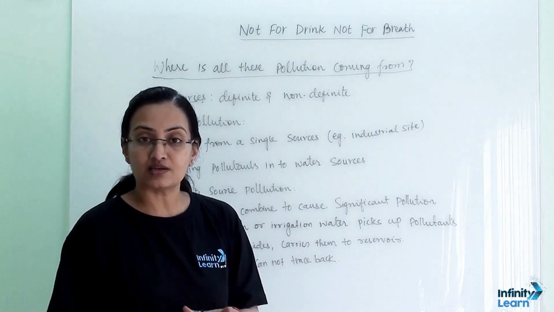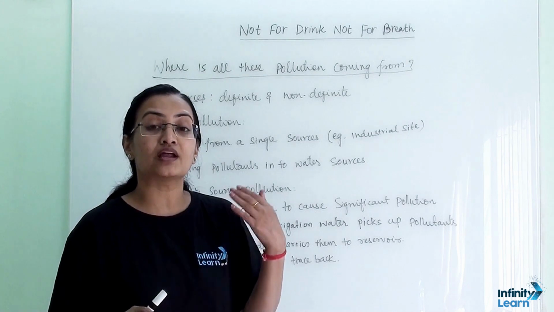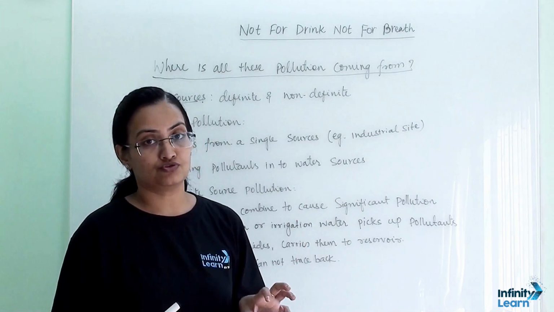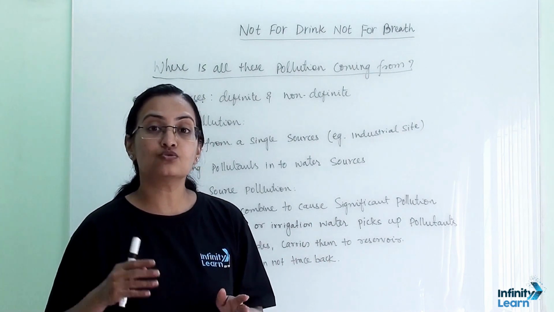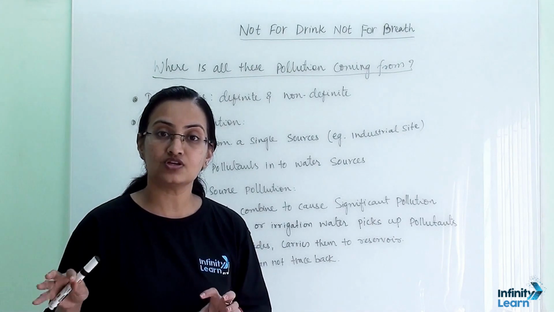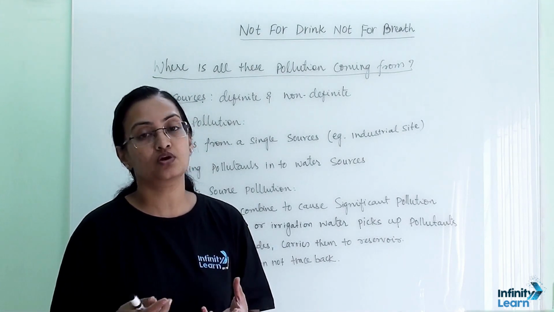So there are two types of pollution: definite, where you can locate the site, where you can trace the source of the pollution. Non-definite means you cannot locate the site, you cannot trace the location of the pollution, and it will get mixed with the reservoir directly.